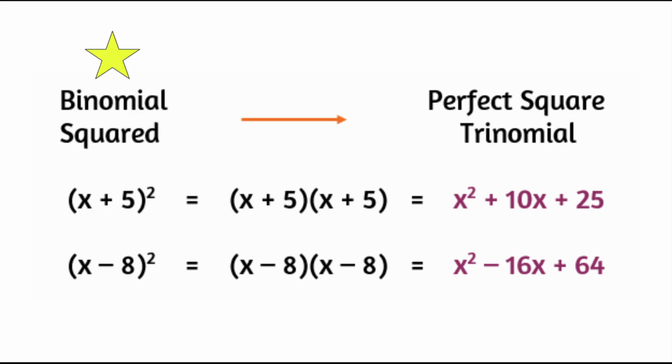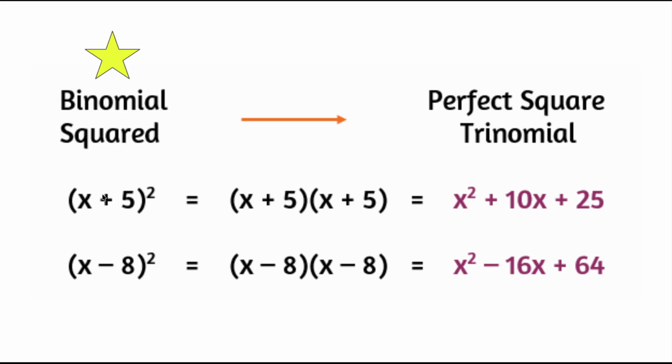And so you can see with the star on the left, these are examples of binomials squared. So (x + 5) squared means, in the middle here, you see it says (x + 5) times (x + 5). So you see how this is a binomial, two terms, squared. This is it written out longwise. And then this is a perfect square trinomial. And the reason it's a perfect square trinomial is because we started with a binomial squared.